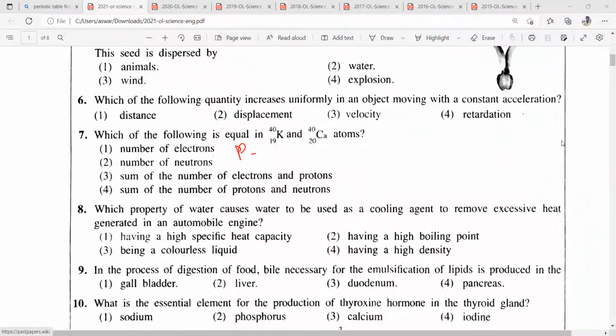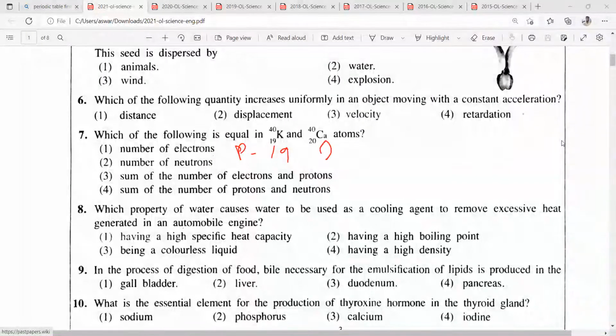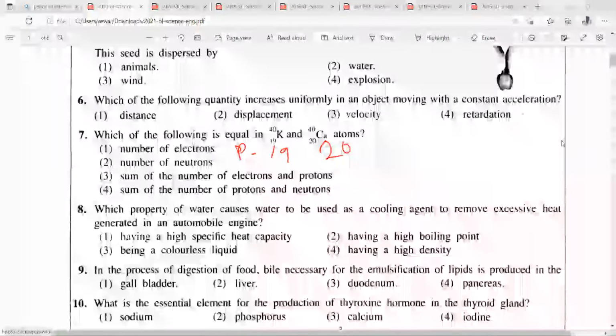Right. Can you say, Sahla, how many protons in potassium? 19. Okay. Protons in calcium? 20. Yeah, 20. Right. We learned the atomic number is equal to the number of protons. Now you tell me how many electrons are here?